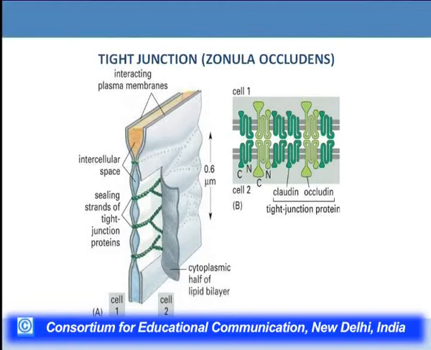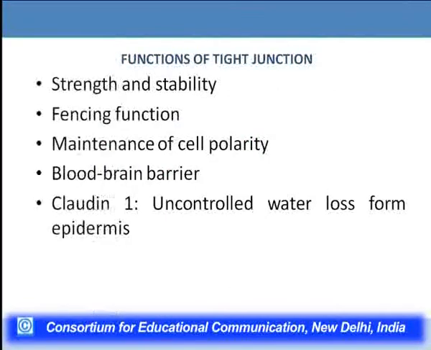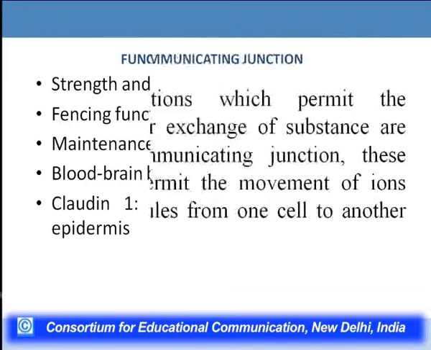This particular panel shows the arrangement of tight junction between two types of cells, making specific boundaries towards the apical region of the cells. These junctions provide strength and stability, and they are also responsible for maintaining cell polarity and providing a barrier in the brain region, the blood-brain barrier, and they also prevent loss of water from the epidermis.